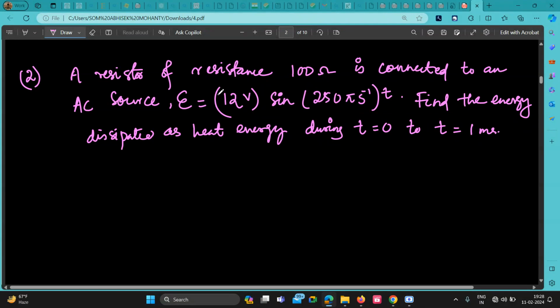A resistor of resistance 100 ohm is connected to an AC source, E is equal to 12 volt sine 250 pi second inverse t. Find the energy dissipated as heat energy during t is equal to 0 to t is equal to 1 second. Try this question.